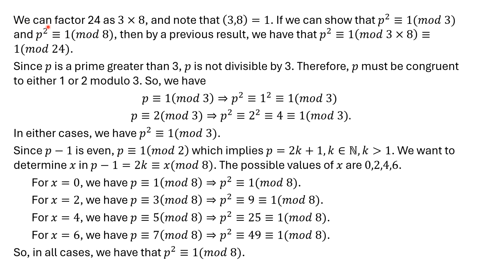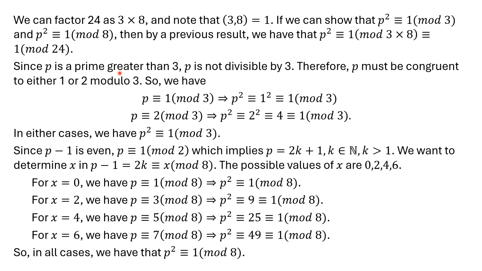In this solution, we factor 24 as 3 times 8, and we note that 3 and 8 have a GCD of 1. So we can use one of our previous theorems on this. If we can show that P squared is congruent to 1 mod 3, and P squared is congruent to 1 mod 8, then P squared is congruent to 1 mod the product of 3 times 8, or 24, which is what we want to show. So we'll work on this one first.